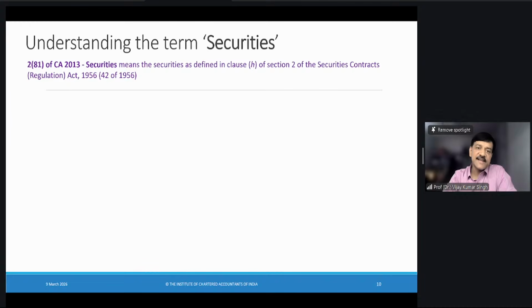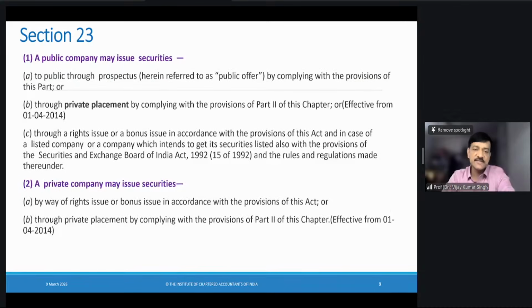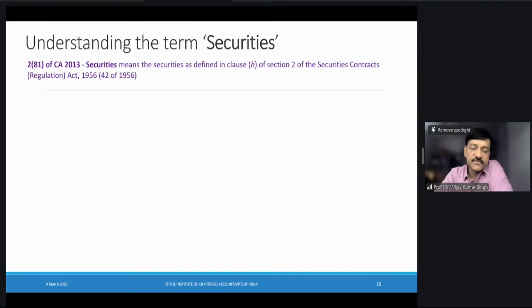Now, let us understand the term securities. We have used the term in this section, so we are trying to understand what securities means. If you see the term securities, which is given under the Companies Act 2013, you will find that security has been defined to mean securities as defined further referring to another definition given under the Securities Contract Regulation Act, SCRA 1956.